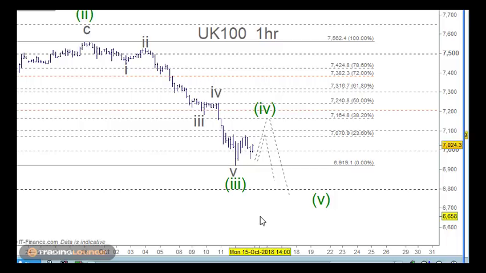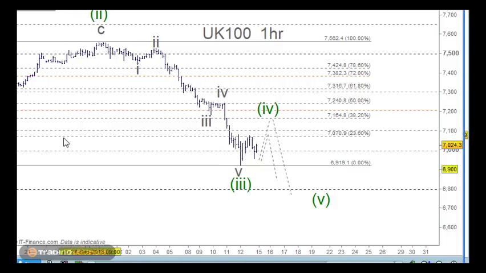So I've got 2 counts for here. In this case, it's quite clear that that's not the top. This is the top here in this case. And then we've got a clear 1 and 2 and 3 and 4 and 5 here. So looking for the 38.2% retracement level, which is 7,165 here. So that's where that can come up to.